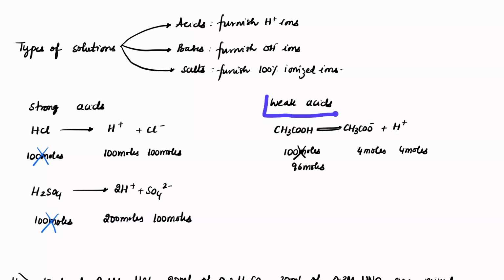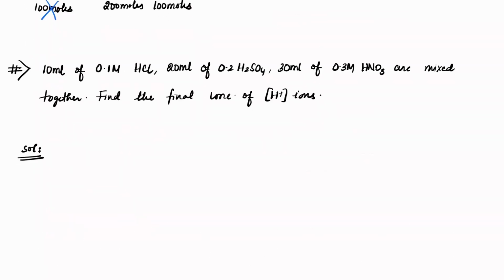When I use the word weak acids, here I'm expecting that if I have 100 moles, probably very few moles have been ionized and the rest of the moles still remain unionized. And we have a separate chapter to discuss weak acids, so we'll not get into those details right now. So we only consider cases where we have a mixture of strong acids or strong bases.